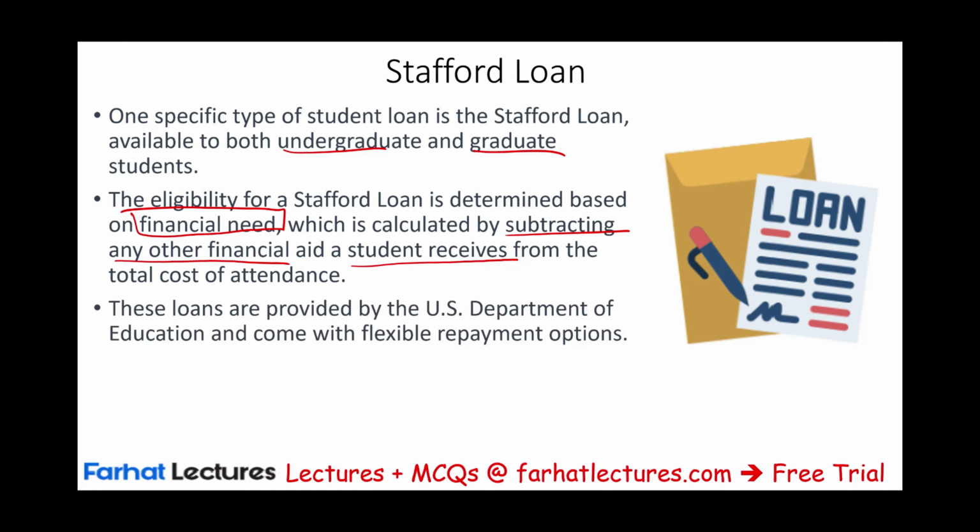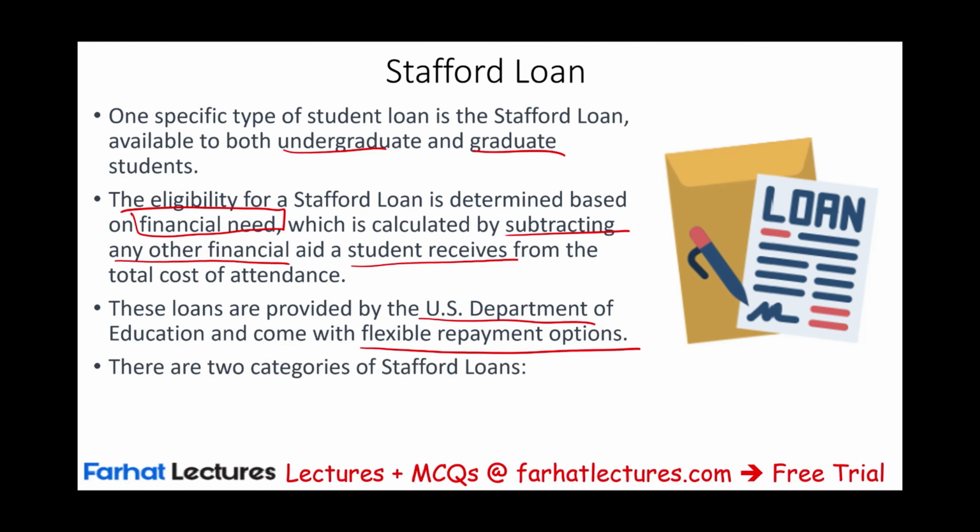Now, these loans are provided by the U.S. Department of Education. It's the government. It means they have flexible repayment options. What do you mean by flexible repayment options? For example, after you graduate, they give you 6 months. And under certain conditions, they might extend it if you can't find a job. But eventually, you have to pay it. Like during COVID, they did extend it for more than a year.